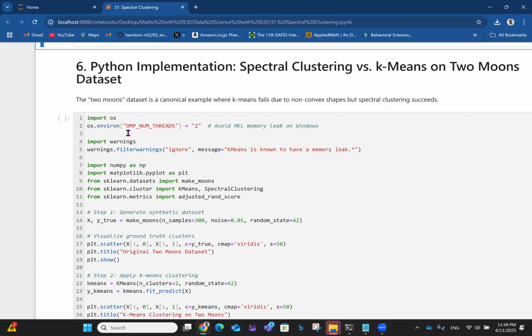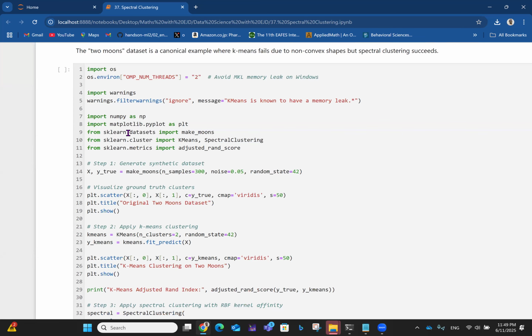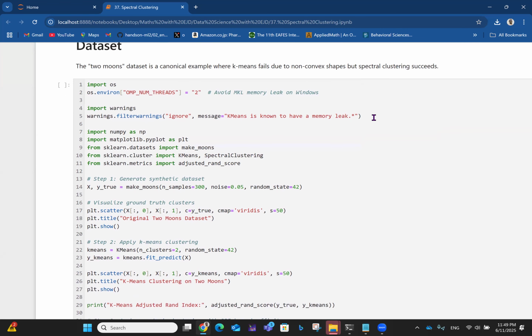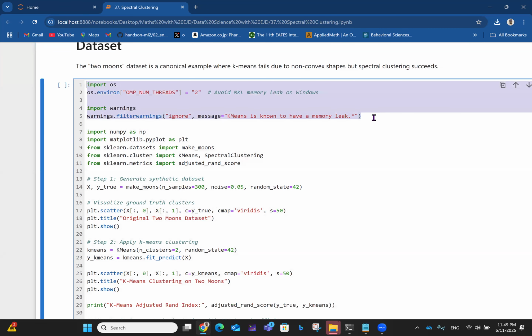The two moons data set is a canonical example where k-means fails due to non-convex shapes, but spectral clustering succeeds. If you have non-convex shapes, k-means is bound to fail, while spectral clustering is good to go. And because you're using k-means, you see lines 1 to 5 again, just to suppress an error that might come. In fact, in this case, I'll remove it when I get to that point so you can see the error and how this suppresses it.